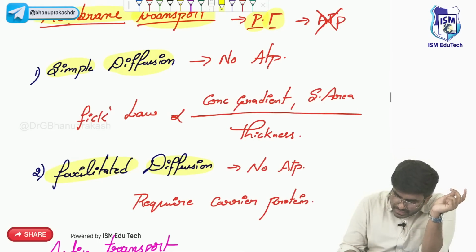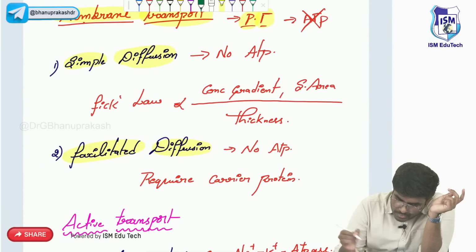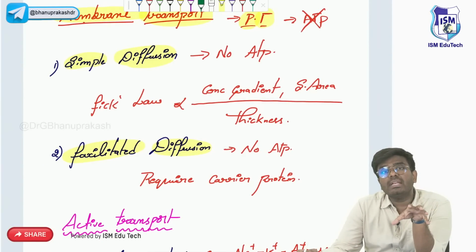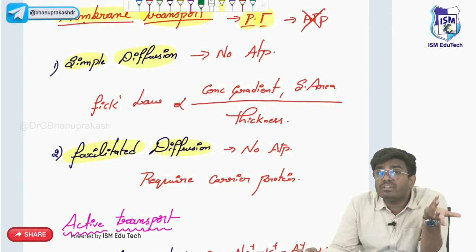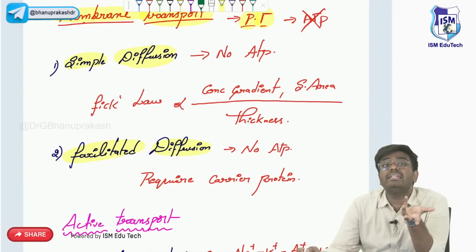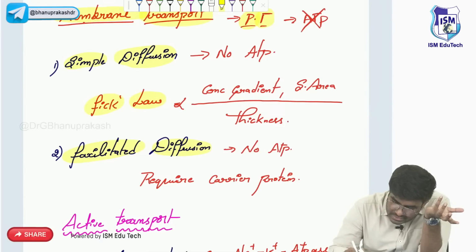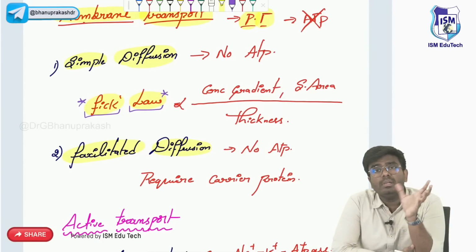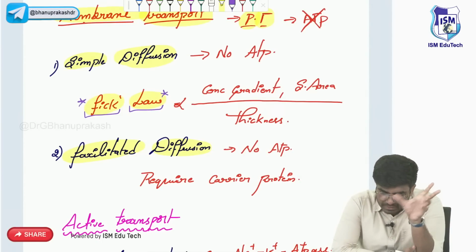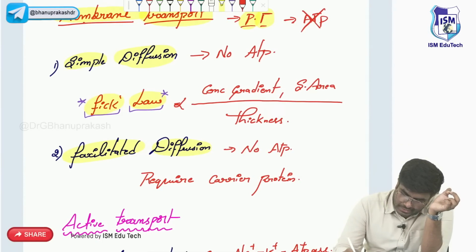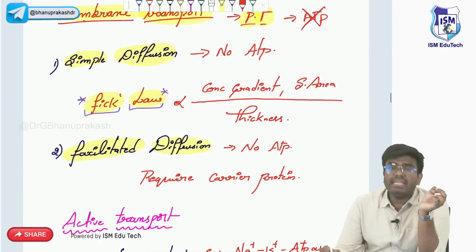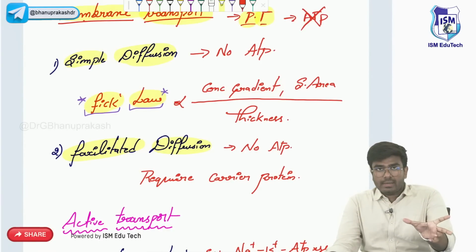Now, for the exam, what are the important MCQs which you should know? Diffusion is determined by using which law? Fick's law, guys. Very, very important. The entire name is Fick's law of diffusion. Fick's law is used to demonstrate the diffusion.